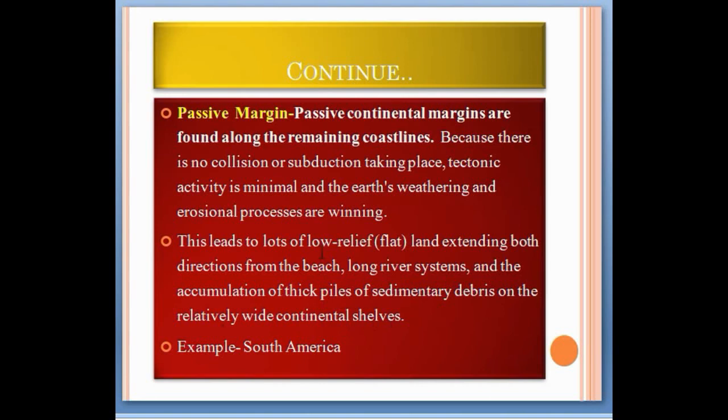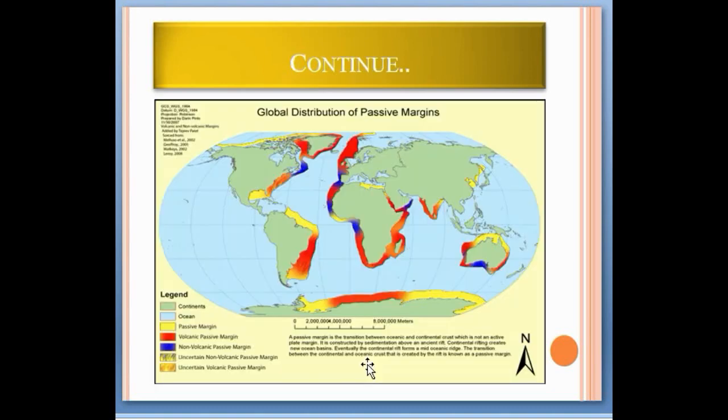An example of a passive continental margin is the east coast of South America. See here, these are the passive continental margins. As you can see, this is India. The Indian shield area is actually a passive continental margin. See here, this is South America, and the yellow one is the passive margin. So this is the passive continental margin.